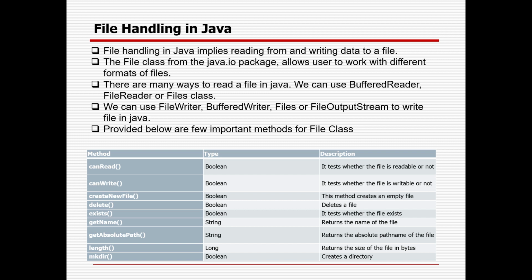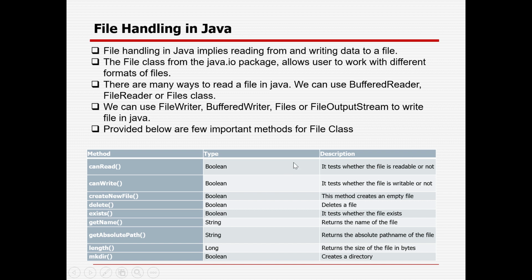File handling in Java implies reading from and writing data to a file. The File class from the java.io package allows users to work with different formats of files. There are many ways to read a file in Java. Users can use BufferedReader, FileReader, and the File class. Similarly, there are many ways to write a file in Java also. You can use FileWriter, BufferedWriter, Files, or FileOutputStream.